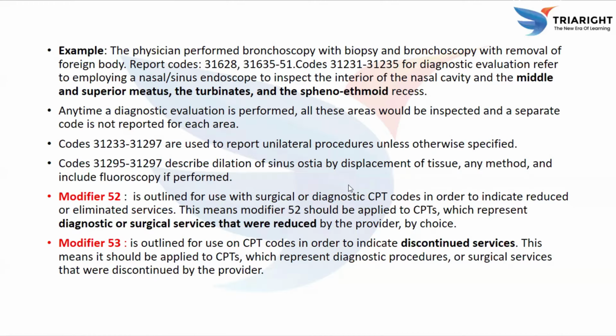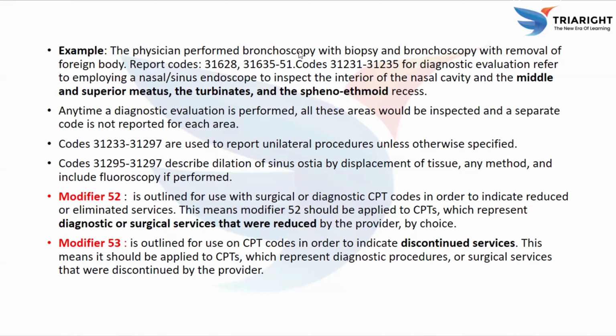So why is modifier 51 used? Because both are bronchoscopies and both are performed within the same session. So CPT rules say report the highest RVU code first, as it is 31628, and add modifier 51 to the lower RVU code, as it is 31635-51.